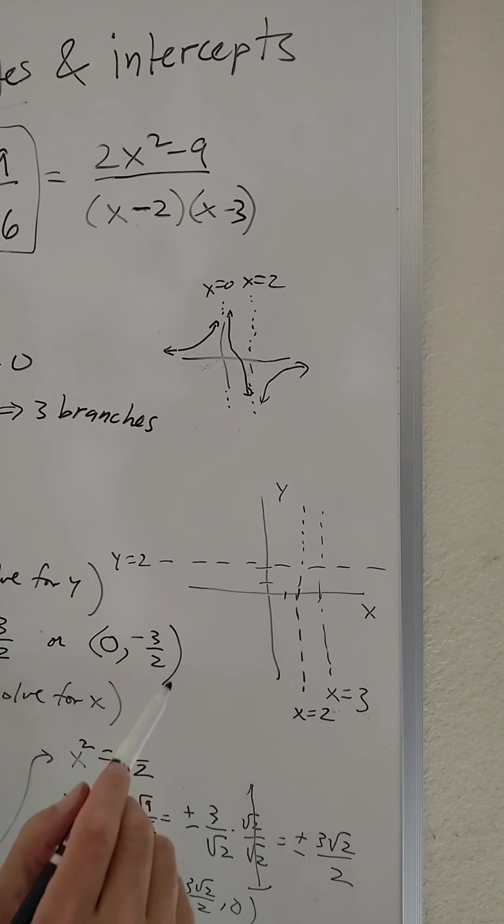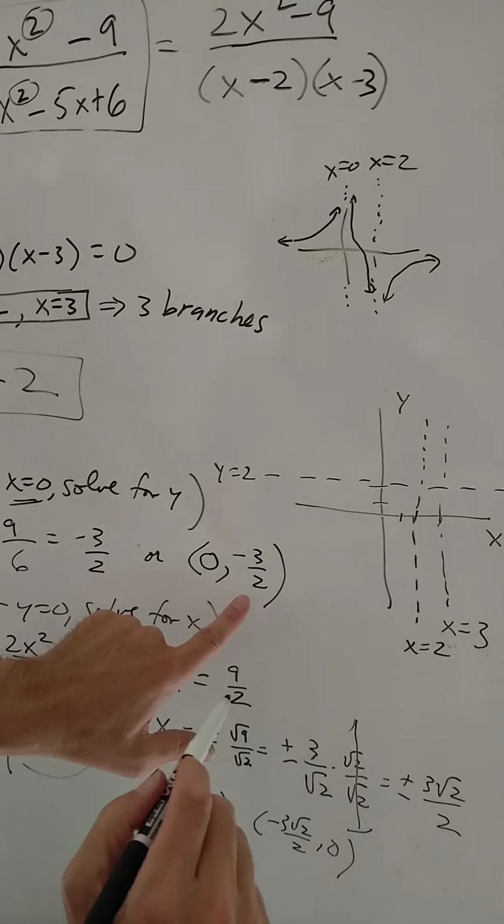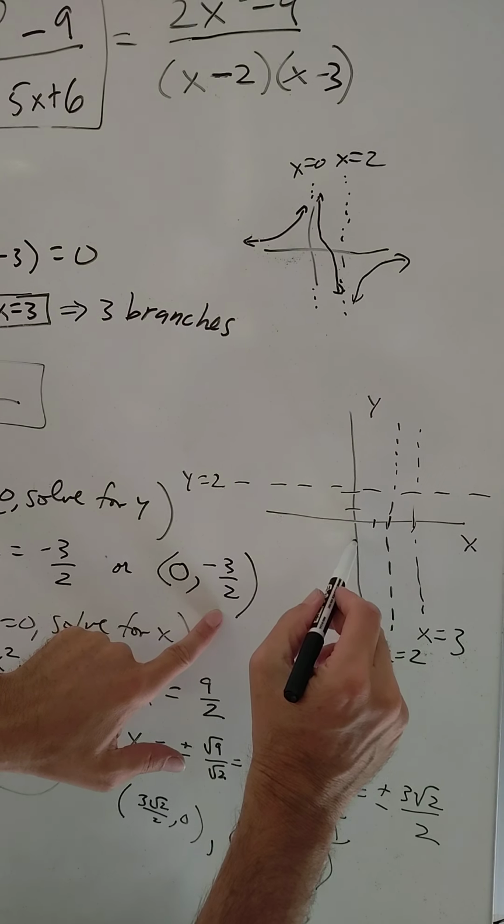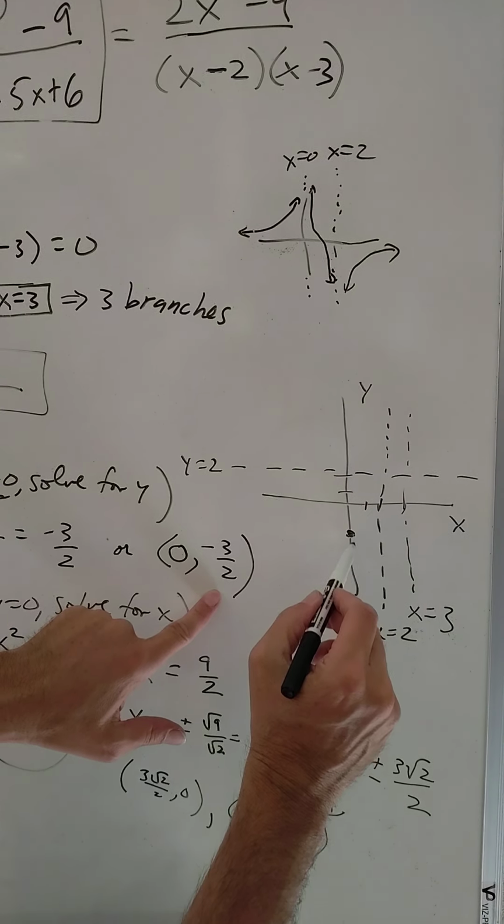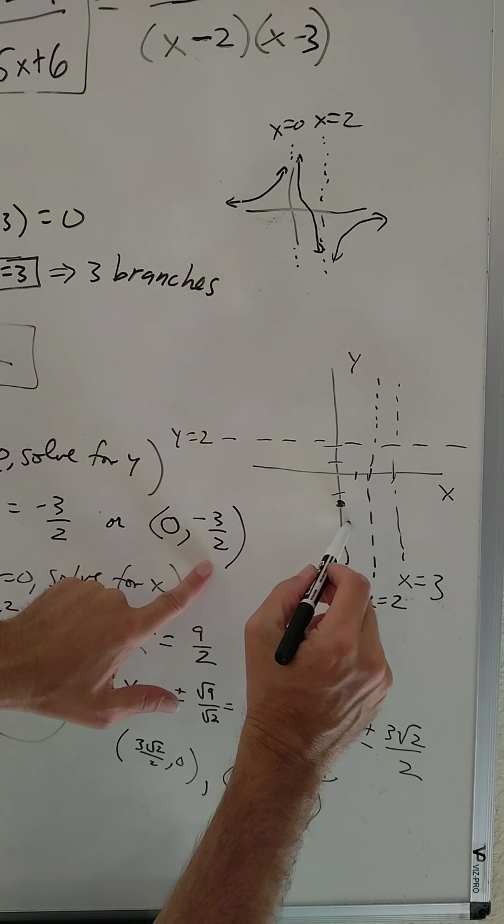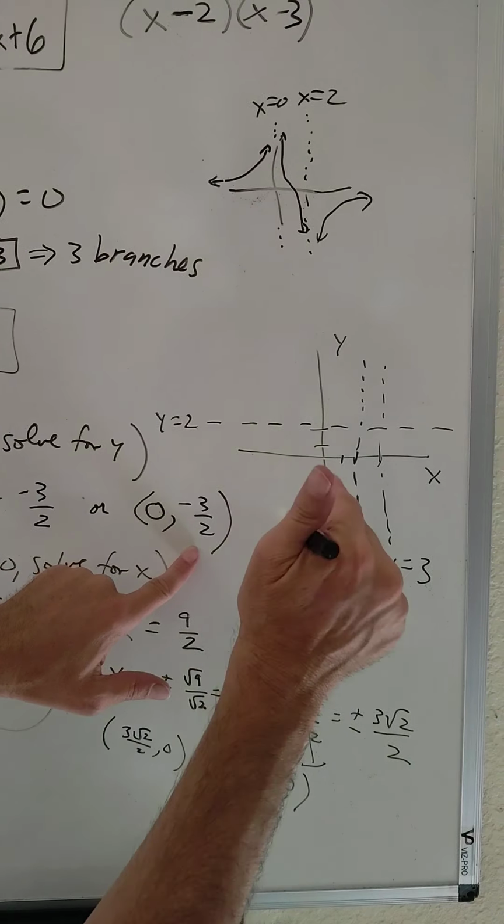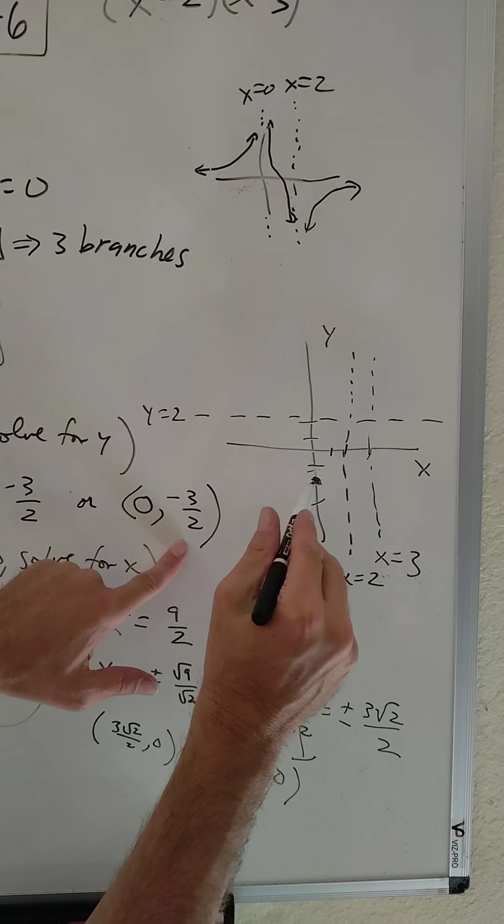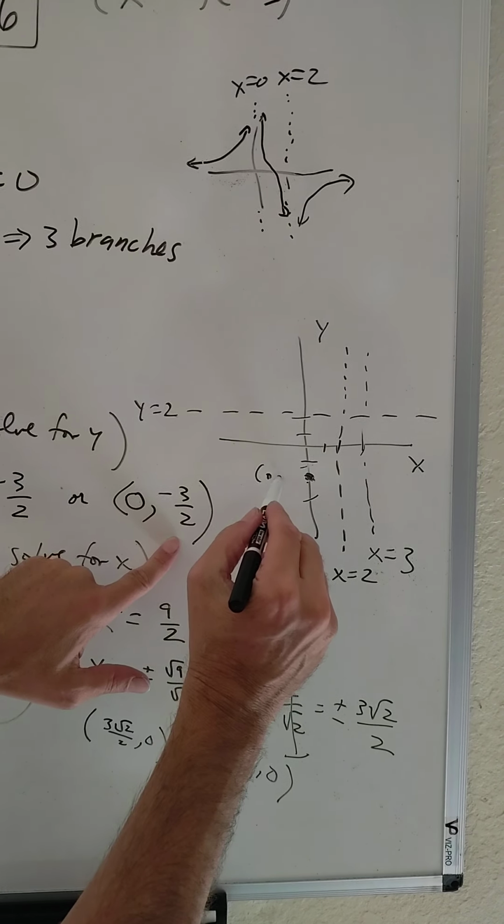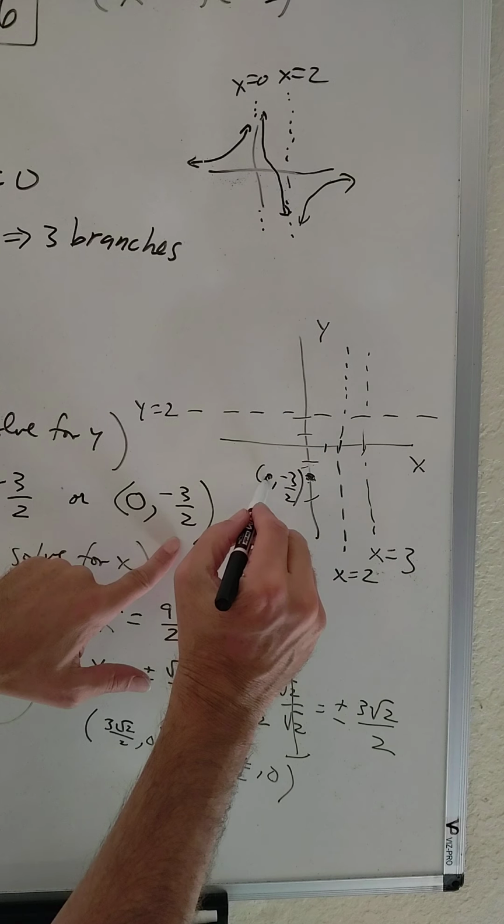We have a y-intercept of negative 3 halves. So on the y-axis, go down 1.5. There's negative 3 halves, we'll say. There's 1 and there's 2. I don't know, this should be right in the middle, actually. Okay, so there's my y-intercept. I'll label it 0, negative 3 halves.